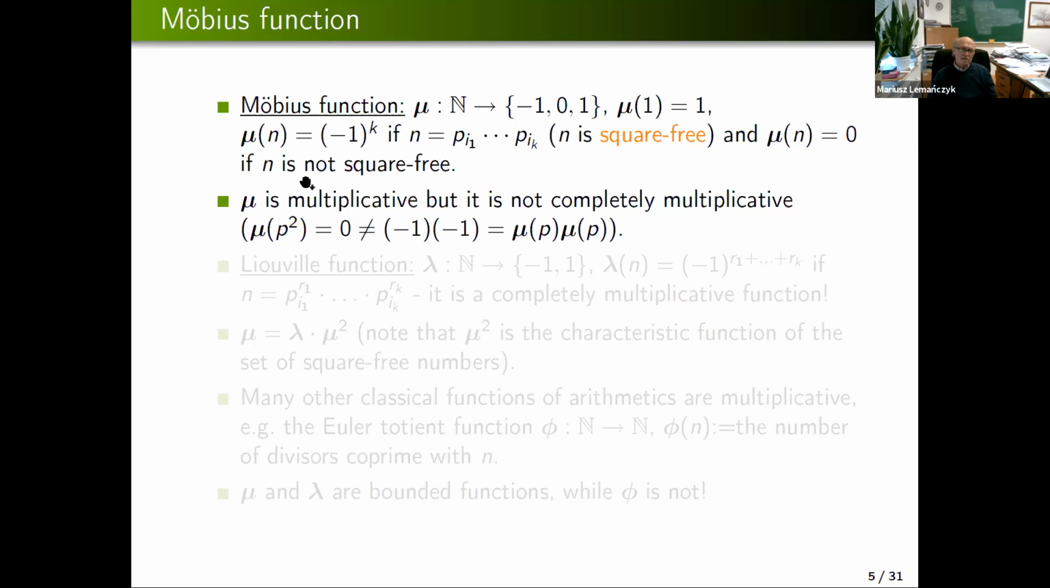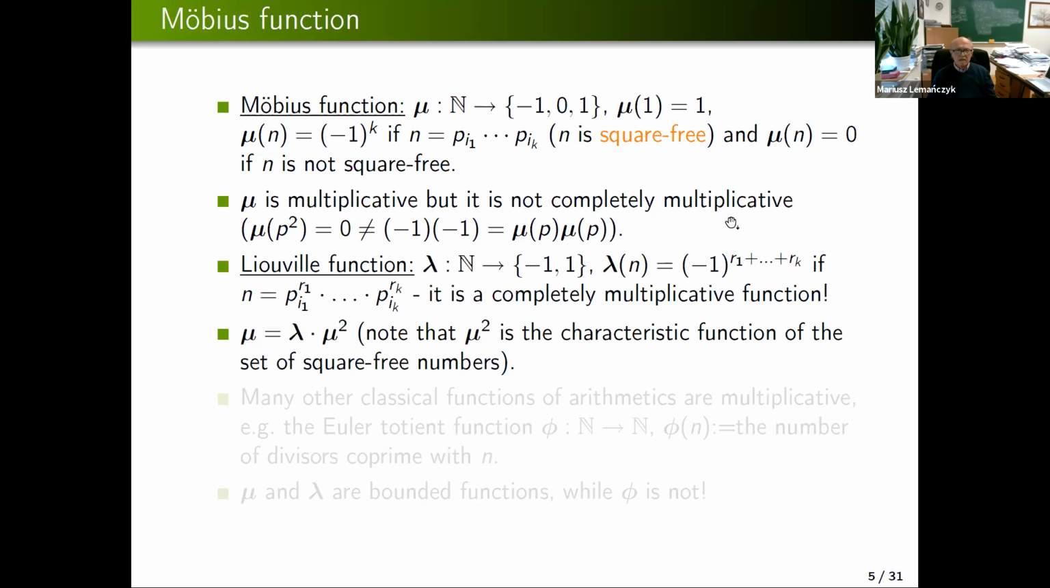Okay, so then there is this simple exercise to show that the Mobius function is multiplicative, but it's obvious that this function is not completely multiplicative, because the value at p square is equal to 0, but mu of p is equal to -1. So of course, we don't have this equality. So from that point of view, is it multiplicative or completely multiplicative?